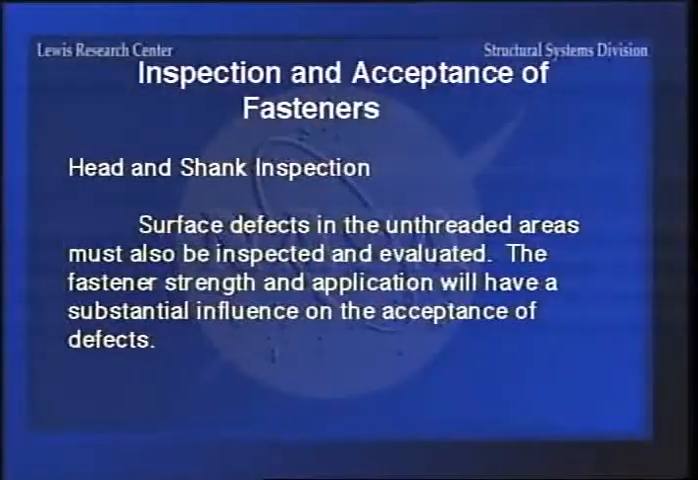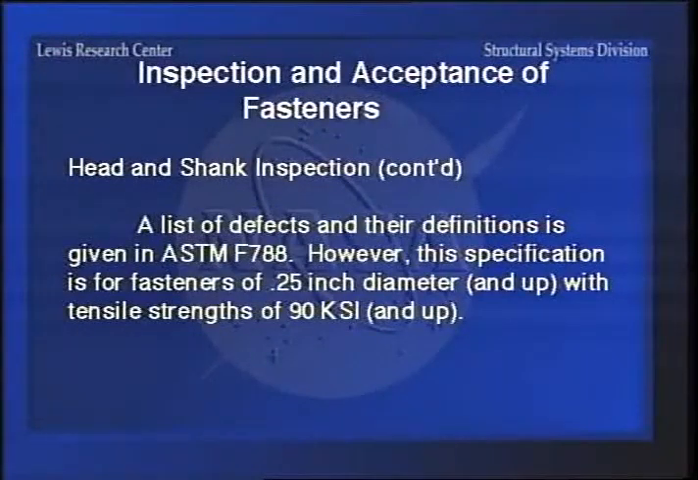Now, moving to the other parts of the fastener, the head and shank inspection. One of the places where you can really get into trouble with a fastener is having any kind of defect in the fillet radius under the head, because since that is one of your highest loaded areas, any kind of a crack there usually will propagate to cause failure.